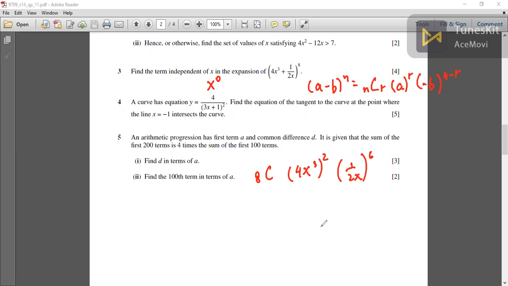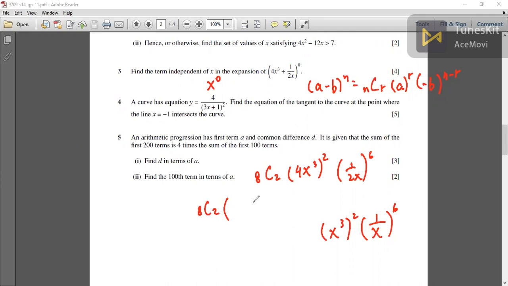If you are finding it difficult, you can try to just put x to the power of 3 first, no need the coefficient, and 1 over x. You can try how to get x to the power of 0. It will be 2 and 6. So I use 8 combination 2.